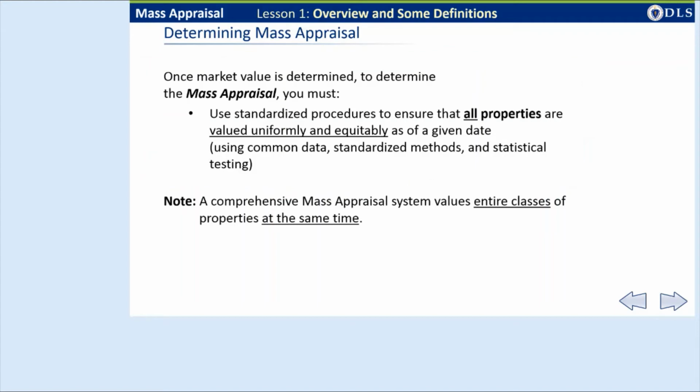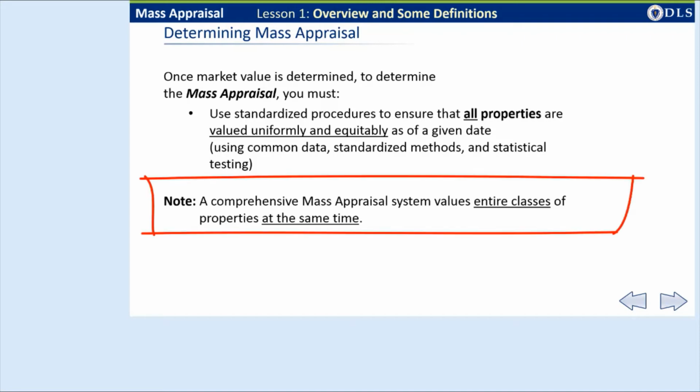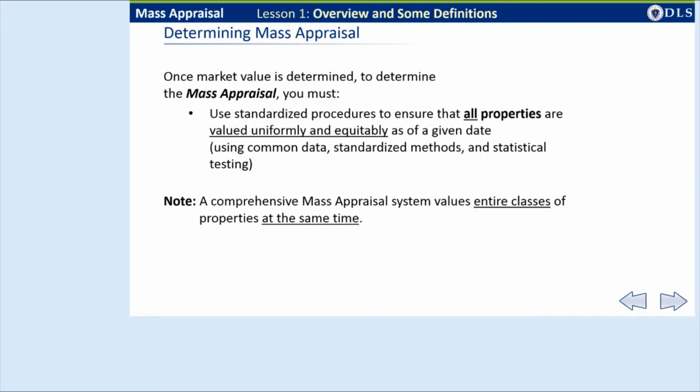Unlike a single-family home appraisal, a comprehensive mass appraisal system values entire classes of properties at the same time by using the most common data while keeping within acceptable assessing standards and requirements.